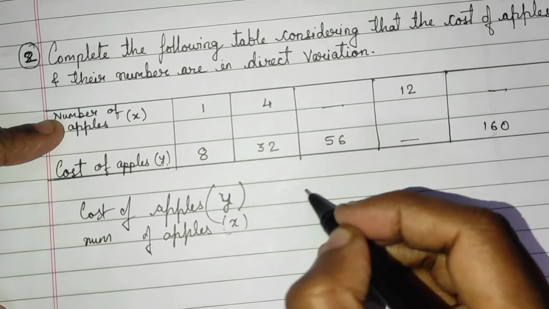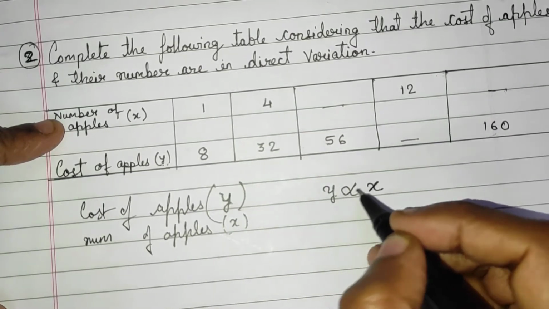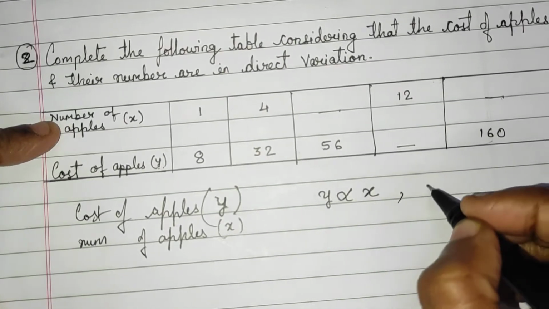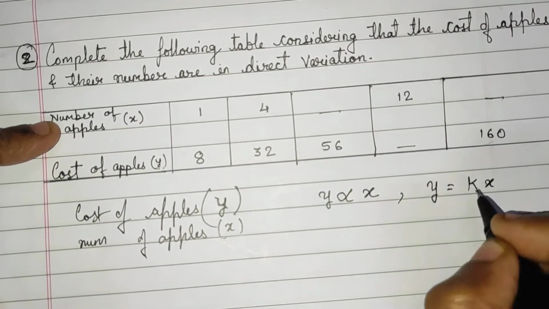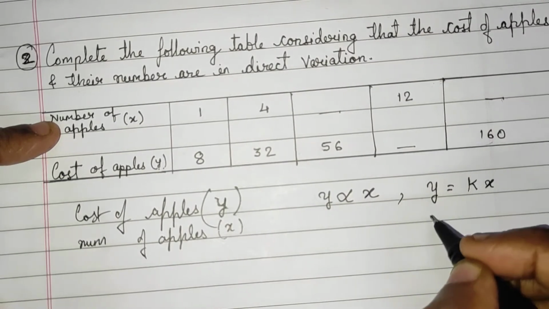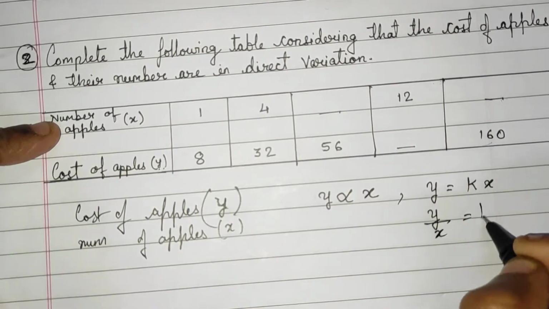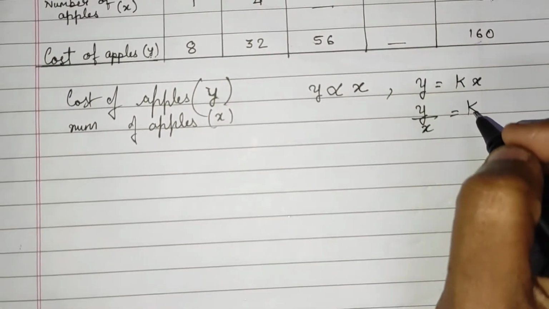So here Y directly varies to X. Y X के साथ directly varies में. So that will be Y is equal to K into X. So ये K we have to find out. So Y is equal to, ये X इधर आया, that is K. So how to find out this value of K?